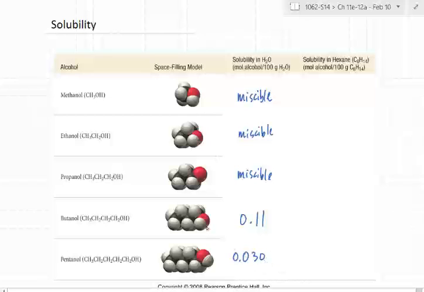Now, look over here, solubility in hexane. Which of these do you suppose is going to be the most soluble in hexane? Pentanol. In fact, pentanol is miscible in hexane, and it actually turns out that it goes all the way up to here, and it's not till methanol where it's no longer miscible. So it's kind of interesting. Ethanol and propanol will fully dissolve in water and will fully dissolve in hexane.